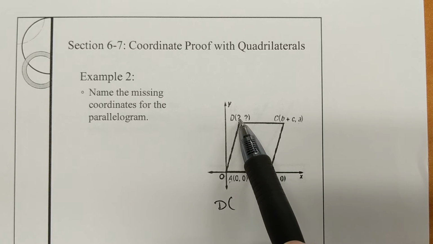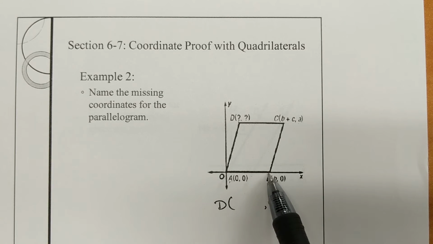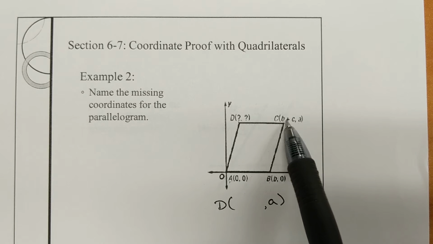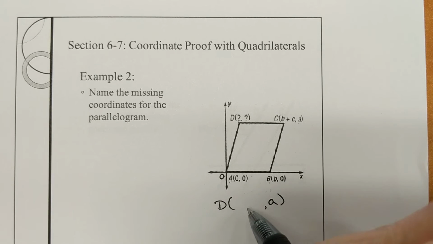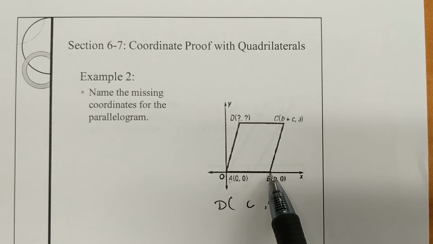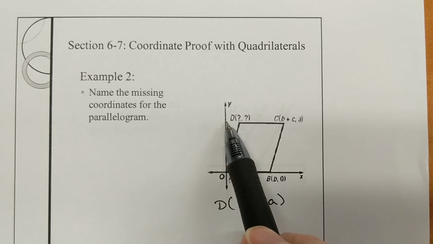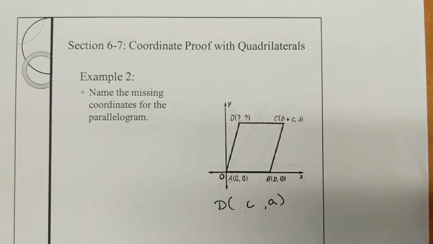Now to figure out what this one here is, if this unit's B, and this unit is B plus C, that means the shift here has to be C units, because to go from here to here, I went B, but then I need a little bit more, and that little bit more is because I had to start over. So D is at C comma A.